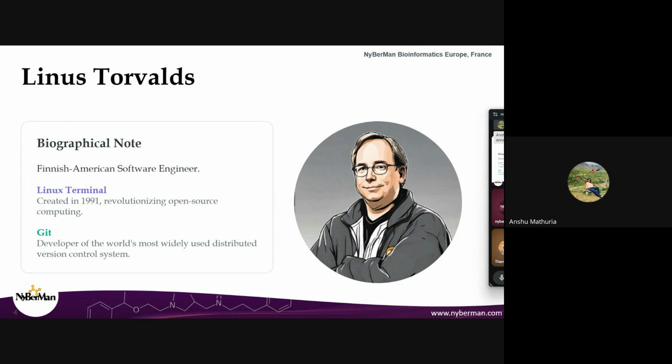So in 1991, while studying at the University of Helsinki, he started developing a small operating system as a personal project. Initially, he wanted it to be very simple, just for his own computer. However, he shared the code publicly on the internet and invited programmers worldwide to contribute. This simple project eventually became Linux. The revolutionary aspect of Linux was that it was open source, accessible to all. That is how Linux was generated.